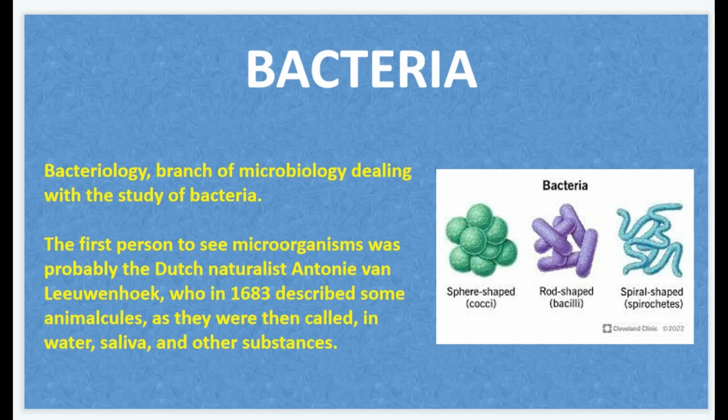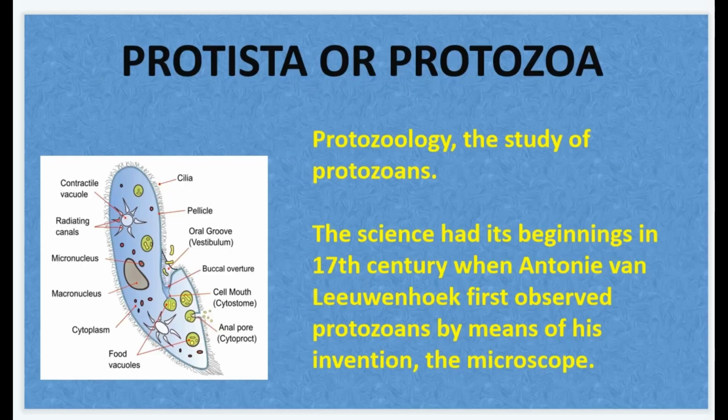I've already mentioned that. Just to show you that what he observed were different kinds of bacteria, and the shapes were different. Here you can see sphere shaped, rod shaped, and spiral shaped bacteria. The sphere shaped bacteria are known as cocci, rod shaped bacteria are known as bacilli, and spiral shaped bacteria are known as spirochetes.